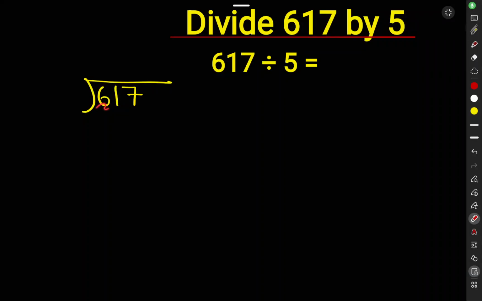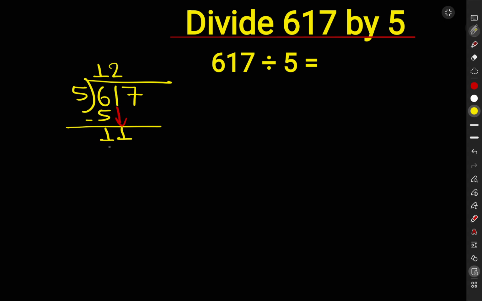We divide 617 by 5 in a long division method. 5 times 1 is 5. On subtracting we get 1. So now we put down this 1 and it is 11.